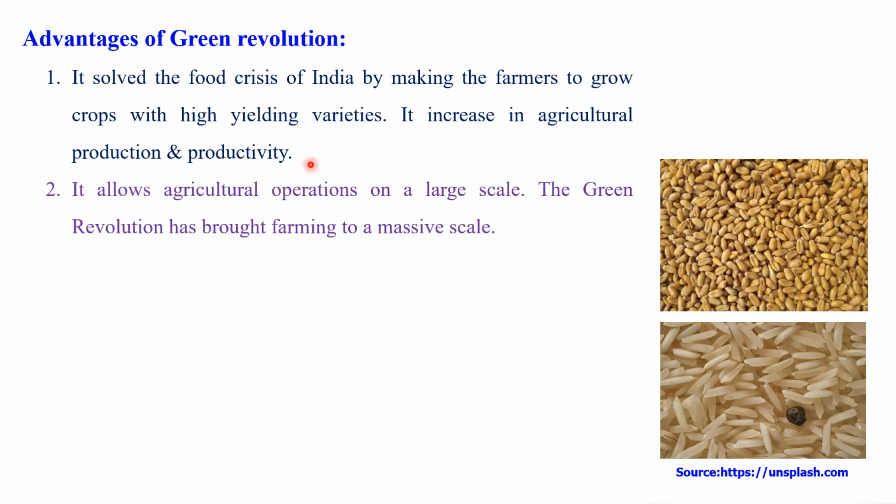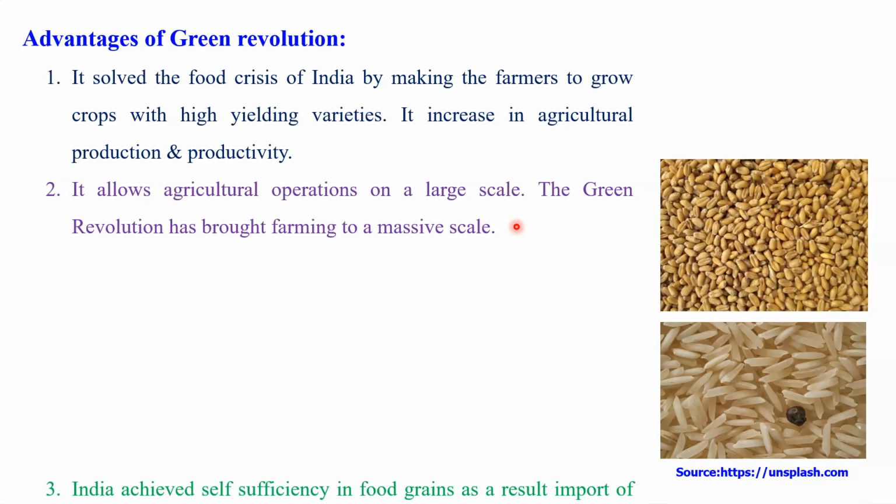Another important advantage of the Green Revolution in India was that it allowed agriculture operations on a large scale, and the Green Revolution brought farming to a massive scale. Therefore, the area under agriculture land increased tremendously when we implemented this program in India. I already talked about this, that about 8 states of India implemented this program. Therefore, in these areas the area under agriculture increased on a large scale, and this is a really good advantage of the Green Revolution in India.